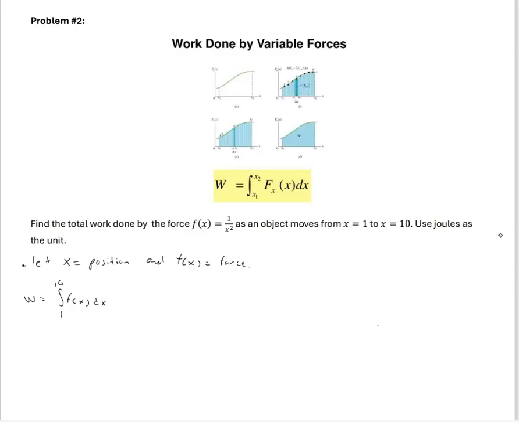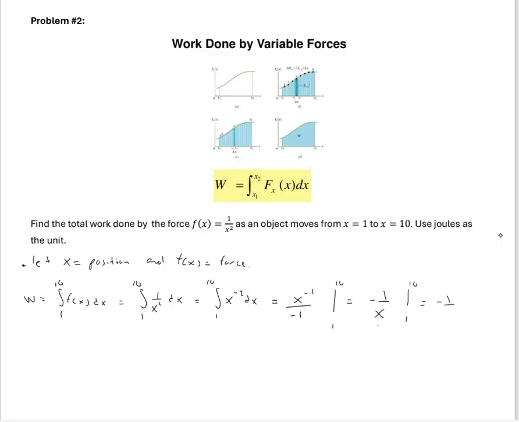So f of x dx, this is equal to the integral from 1 to 10 of 1 over x squared dx. And let me just rewrite it as the integral from 1 to 10 of x to the negative 2 dx, which is equal to x to the negative 1 over negative 1 from 1 to 10. So this is going to be equal to negative 1 over x evaluated from 1 to 10.